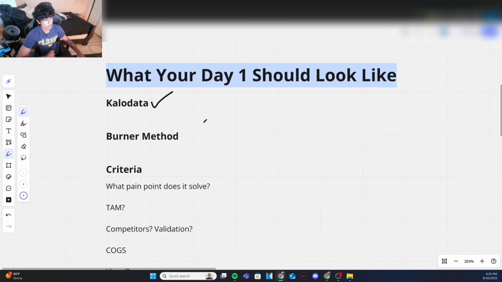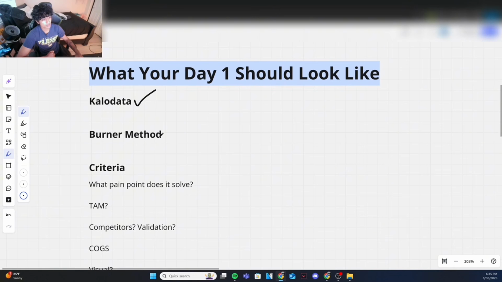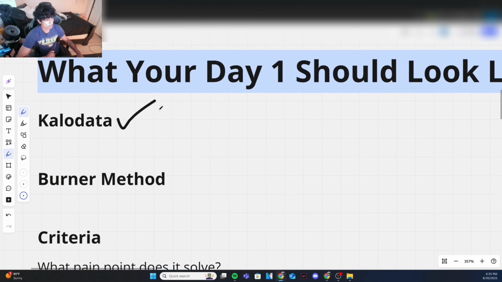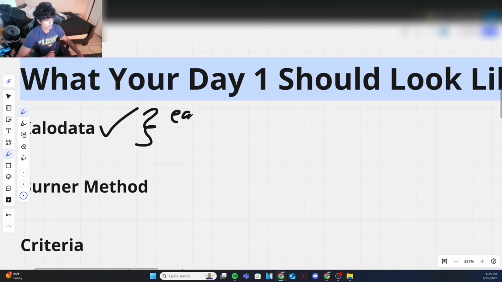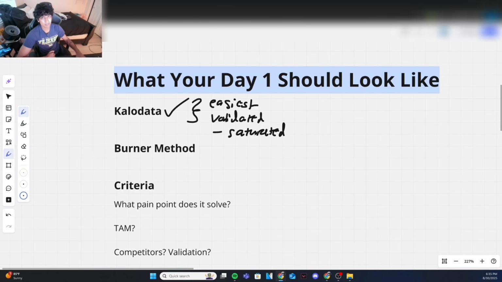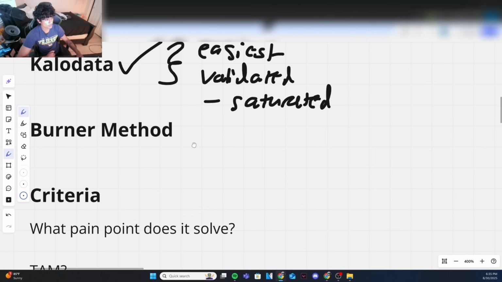But real quick, let's just go over some pros and cons of each one. Because again, I found this product through the burner method, but I think it's important that you guys understand there are pros and cons to each one. So with Calidata, it's probably going to be the easiest. You're going to find the most validated products, but the cons are it's saturated. So you've got to be super quick to do it. But even so, I still think it's the best product research method.